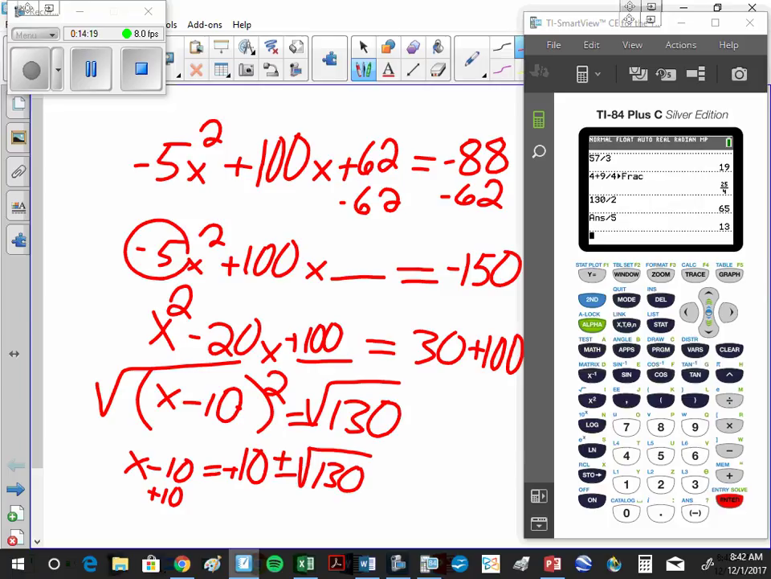And if you want the decimals, you can just type it in. 10 plus the square root of 130 is 21.4. And then 10 minus the square root of 130 is negative 1.4.